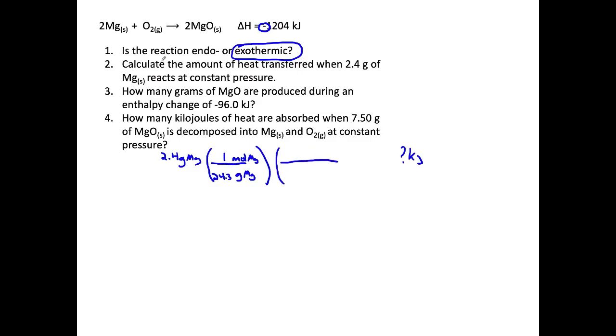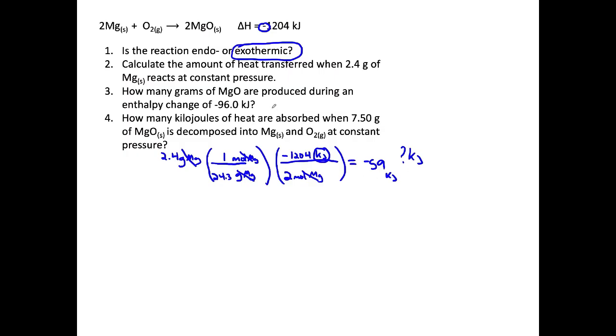All right, now from our equation, 2 moles of Mg is going to give us minus 1204 kilojoules of heat. So grams magnesium cancel, moles, and here I am at kilojoules. And so this is going to give us minus 59 kilojoules of heat transferred in this process.